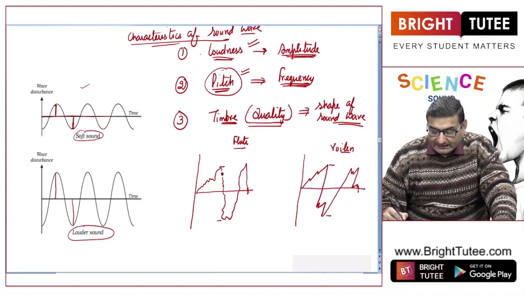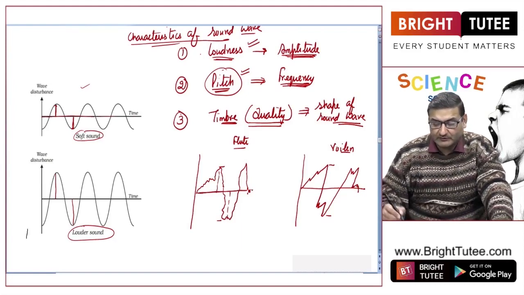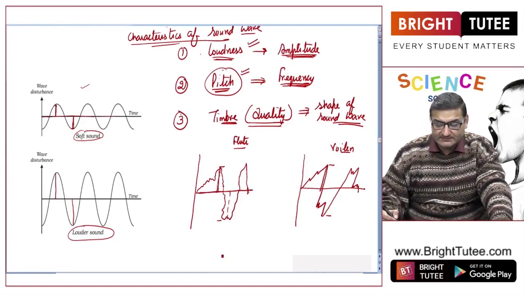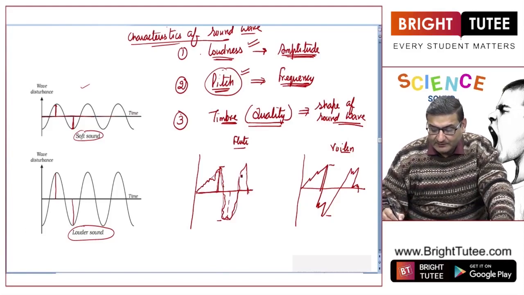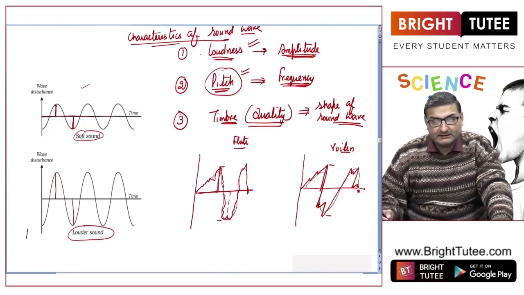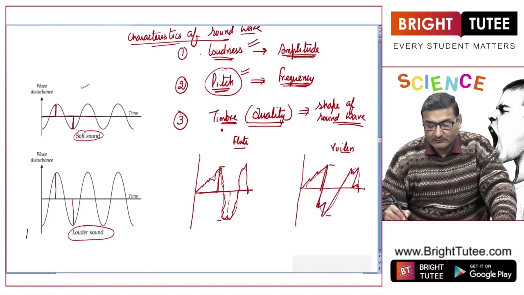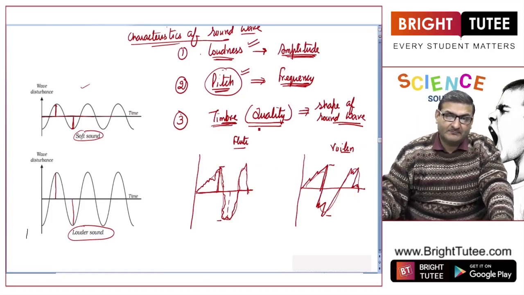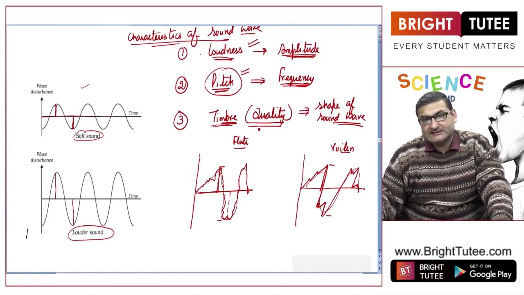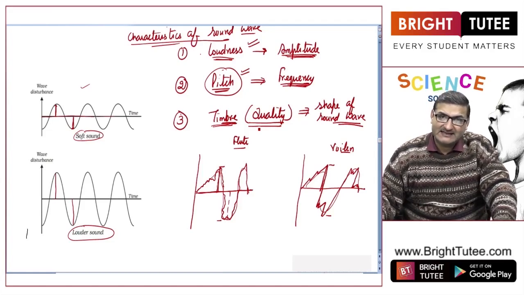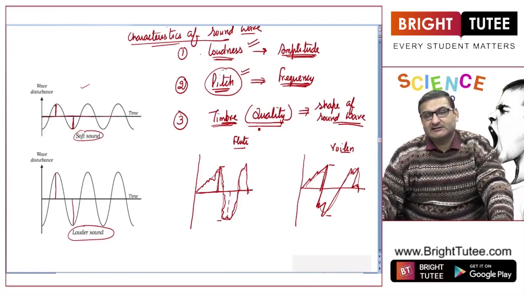Now we see that the amplitude, that is the maximum deviation from the line of normal density, is the same in both the cases, and the same frequency is there, but because of the change in shape of the sound waves, the quality will be different. So this is the characteristic property due to which we can differentiate between two sounds, even though they are of the same pitch, even though they have the same loudness.